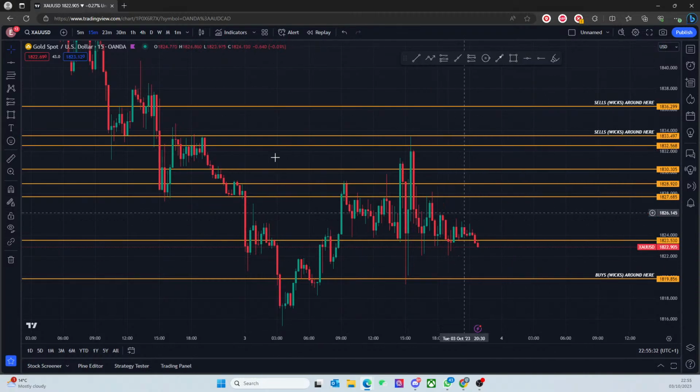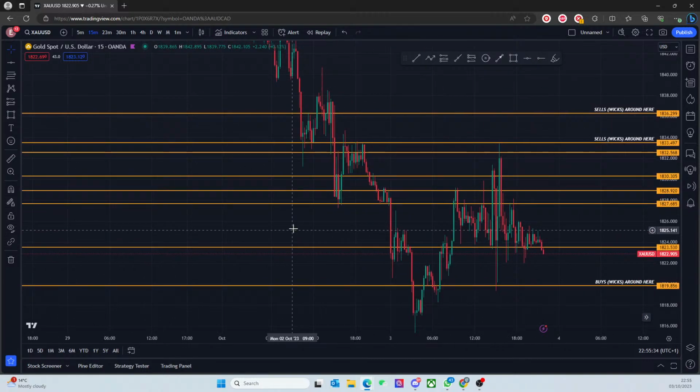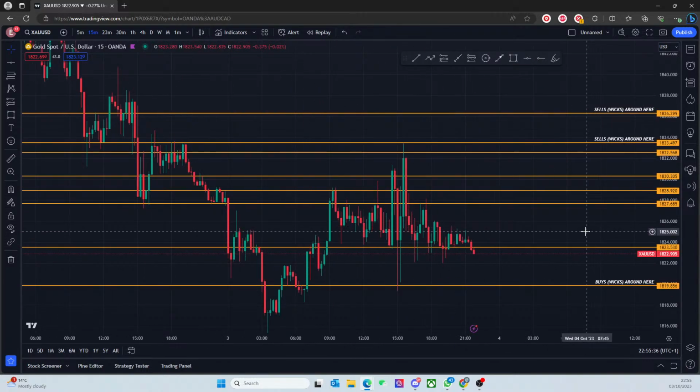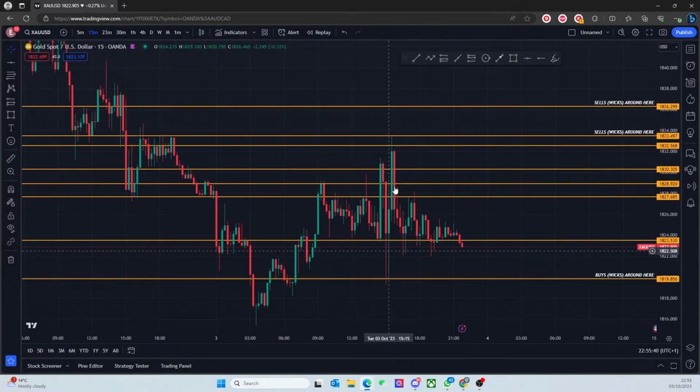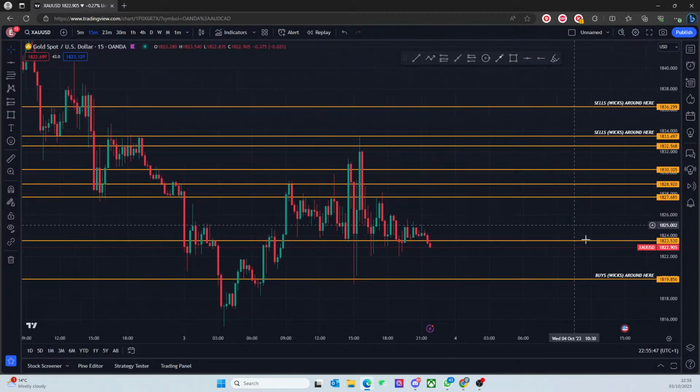Yeah, I haven't changed my charts since yesterday's analysis, right? Because I didn't trade Tuesday, but look at this: sells wicks around here, buys wicks around here. You would have made money coming down. You would have made money going up. Yeah, buys around 1821, these sorts of areas, they're good as well. You're understanding this potential wick around here.